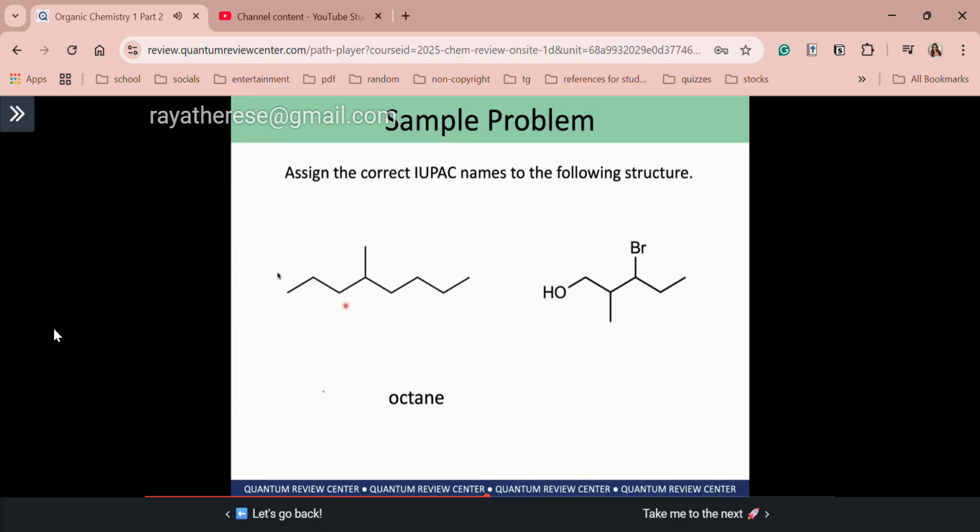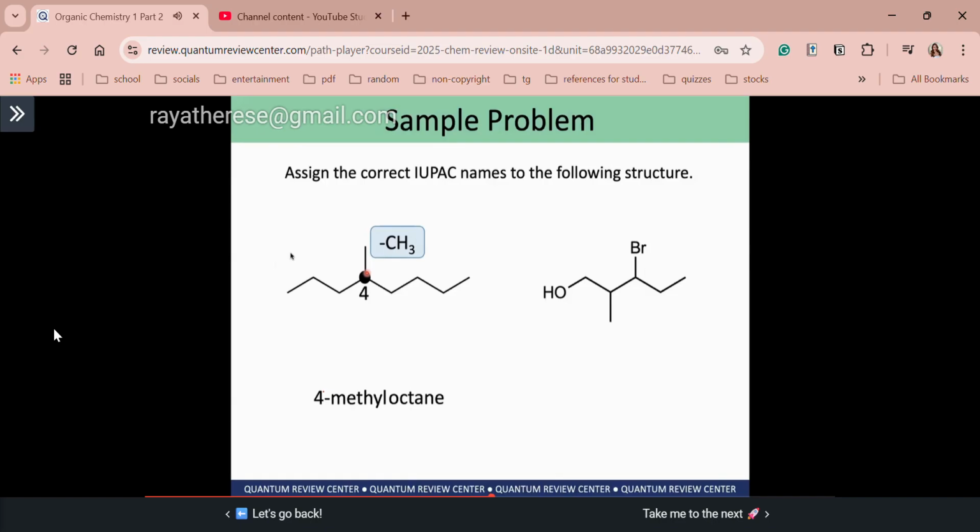Remember, for numbering of carbons, we need to locate your substituents at the lower numbered carbon position. So class, because of that, we will start numbering at the left. Okay? So C1, C2, C3, C4. So at C4, we have what substituent? That is your methyl substituent. So here, the IUPAC name is 4-methyloctane.